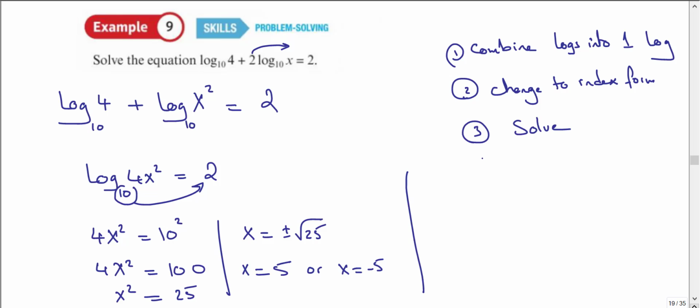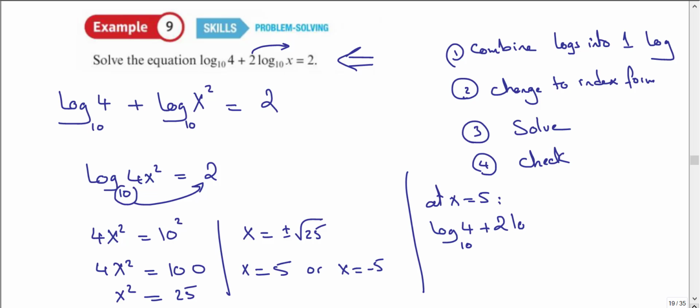Now be careful here. In log equations you have to check. What does check mean? It means the answer you get, you have to check whether it is correct or not. Where to check? Check in the problem. Okay, so at x equals 5, check in the problem, substitute. You get log 4 base 10 plus 2 log 5. I'm checking in the problem itself, the same question. Is it 2 or not? Can you put this on the calculator? Put this on the calculator and tell me, is it 2? Yeah, can you do it?